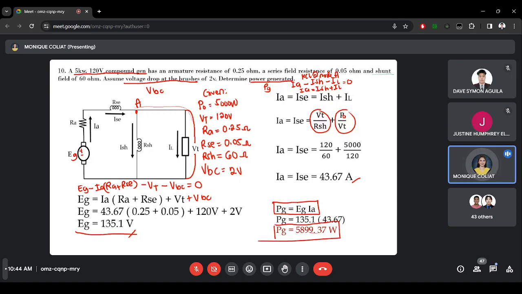So, tatandaan nyo lagi na ang IA natin ang pinakamalaking current. Okay? Pinakamalaking current yan. And then, si EG, mas malaki po yan lagi kay terminal voltage. Kasi siya yung generated voltage eh. Diba ito si generated voltage? Bago niya pa mailabas yung voltage na yon, naging VT na lang siya. Bakit? Because of the losses. Ano yung mga voltage drop sa mga resistances.